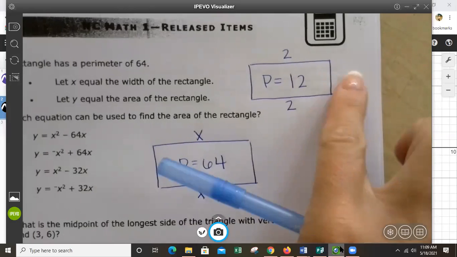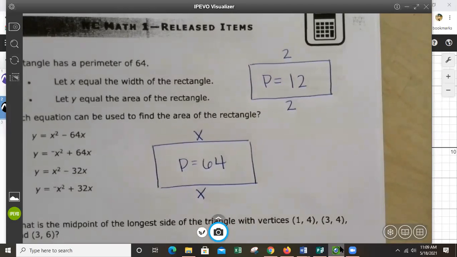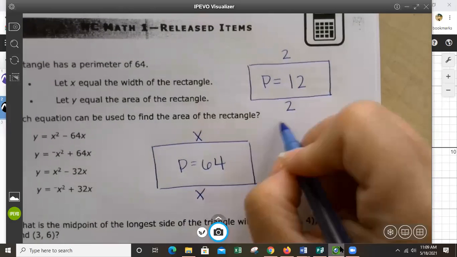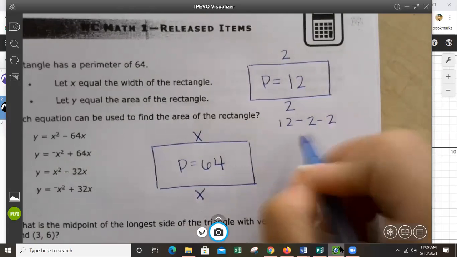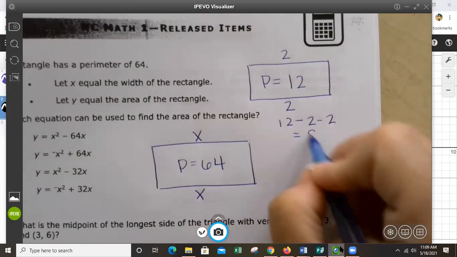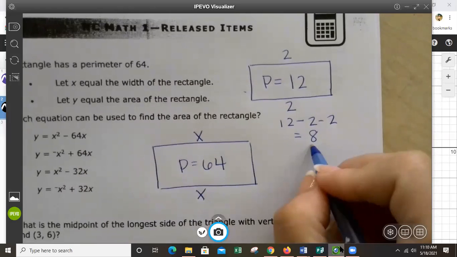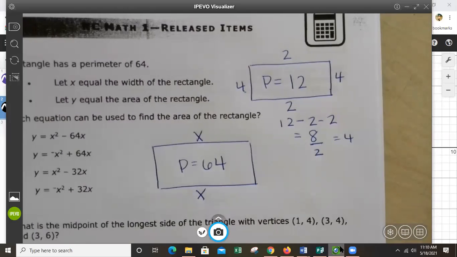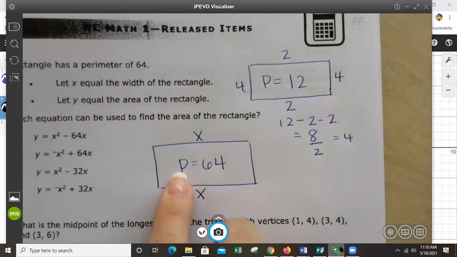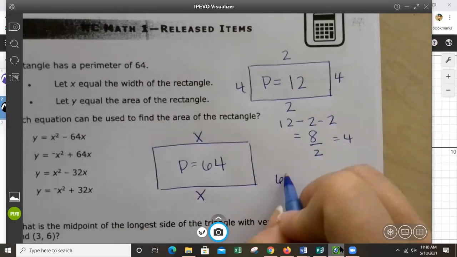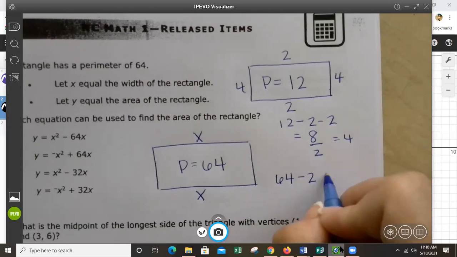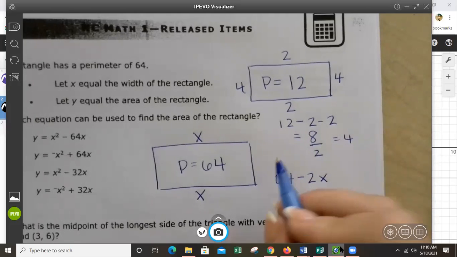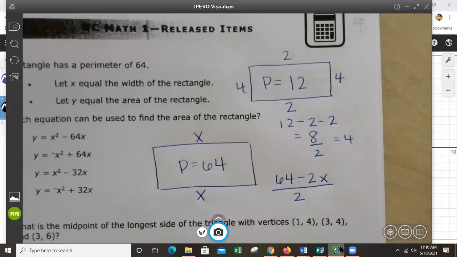How would I figure out these two sides? And subtract them, but then I have to do what? Because there's 2 sides. So I would take that 12 and minus the 2 2's. So that's 12 minus 4. But there are 2 sides. So I'd have to divide by 2. Does everybody see that? Is everybody good? I have to do the same thing on this side. I have to take that 64 and I have to subtract my 2 x's and divide it all by 2.